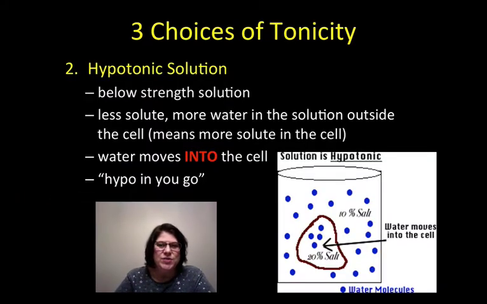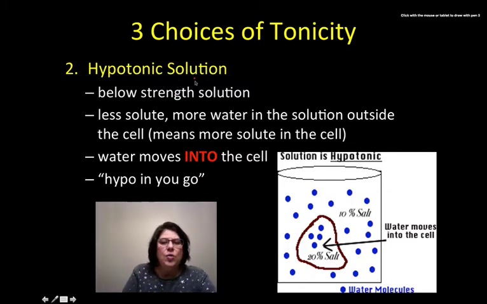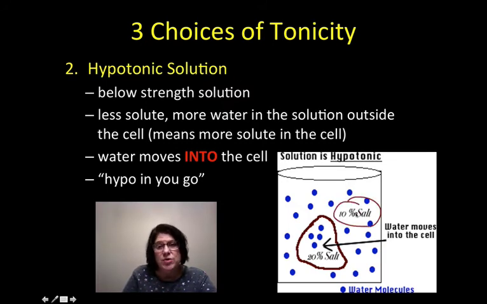Our next choice for tonicity is going to be a hypotonic solution. So again, if we're talking about the solution, we're talking about outside of the cell. So outside of the cell here, it says 10% salt. Right. Compared to inside of the cell, there's 20% salt. So the cell is saltier than the solution outside. Right. That's what hypotonic means, less dissolved materials on the outside. Whenever there is a hypotonic solution, water is going to move into the cell. A little way you can remember that is hypo, in you go. If it's a hypotonic solution, water is going to go into that cell.